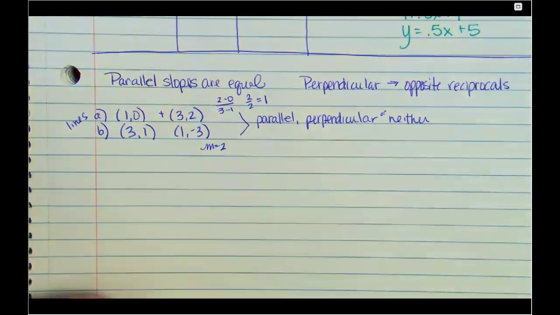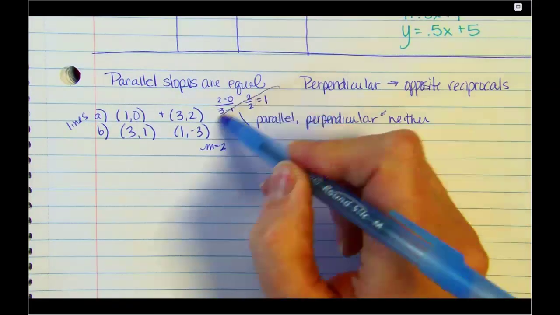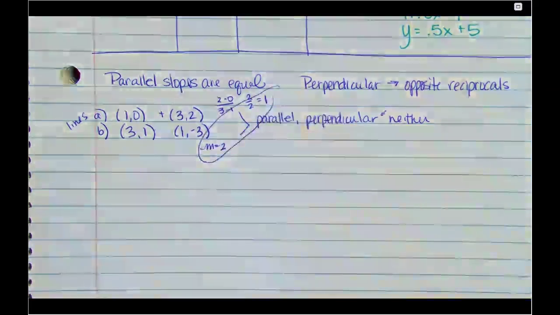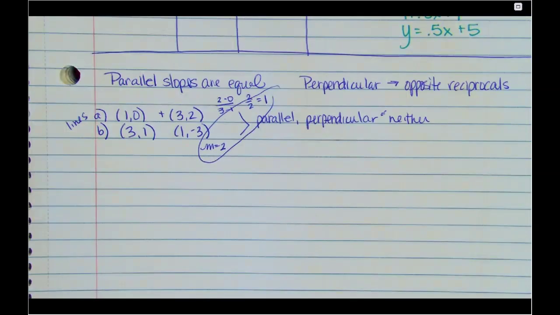So based on their slopes, here are the two slopes, are they parallel, perpendicular, or neither? They're neither. If they were parallel, they would have to be what? The same. If they were perpendicular, they would have to be opposite reciprocals, which they're not. So this is neither. These are not parallel, they're not perpendicular. Okay, let's try this set.